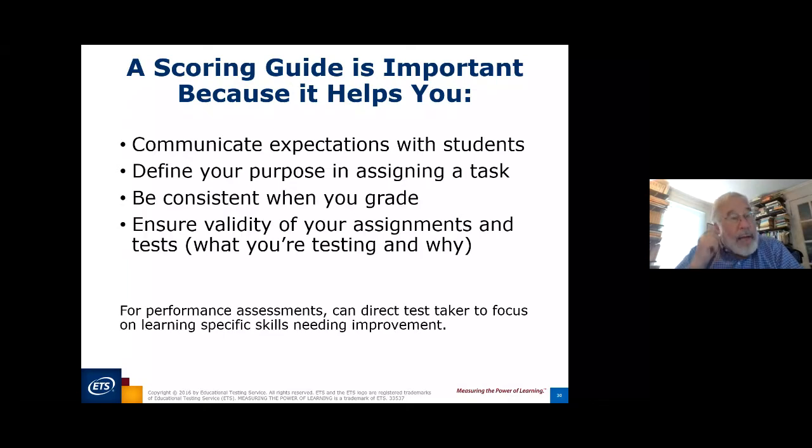The scoring guide is absolutely important. You have to communicate what you're expecting, define your purpose. It makes you consistent and ensures validity of your assignments. Now, this slide is aimed more at teachers, but as I have added at the bottom, it can direct the test taker to focus on certain specific skills that need improvement.